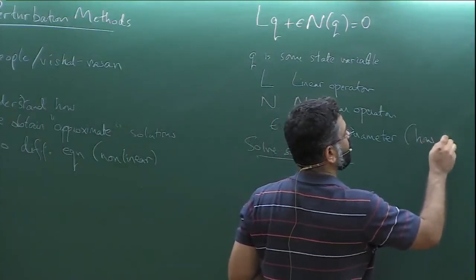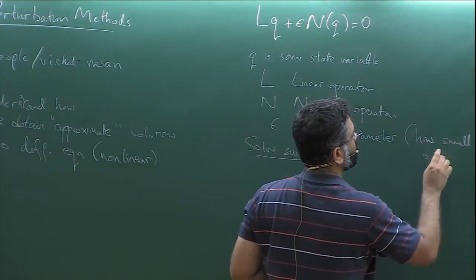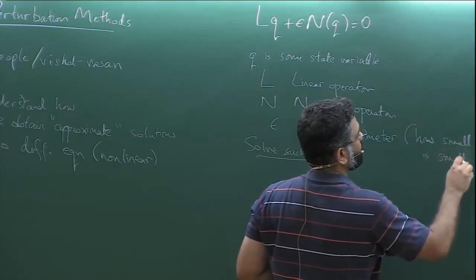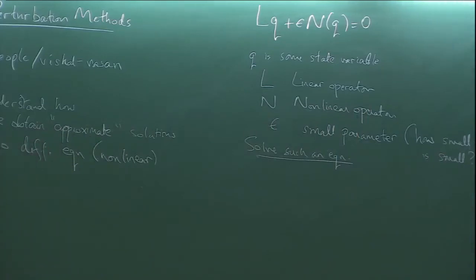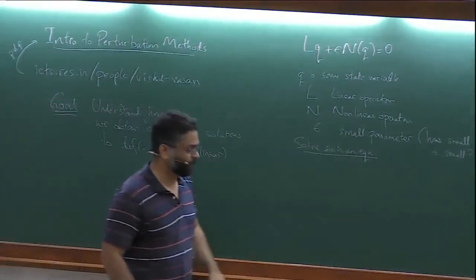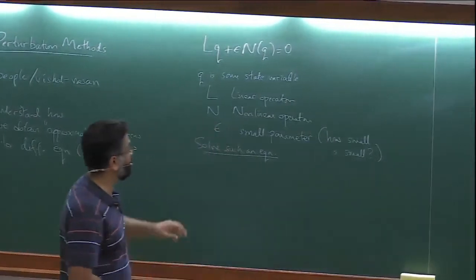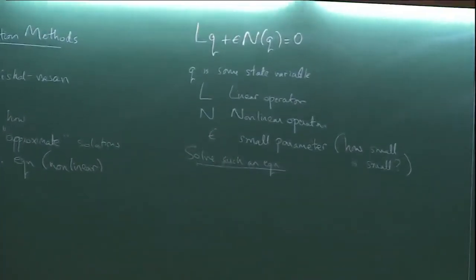A very good question is, how small is small? What does small mean? That's tied to how approximate is approximate. That should make sense. Typically, it will be true in the limit of epsilon vanishingly small, and the smaller epsilon is, the better the approximation.